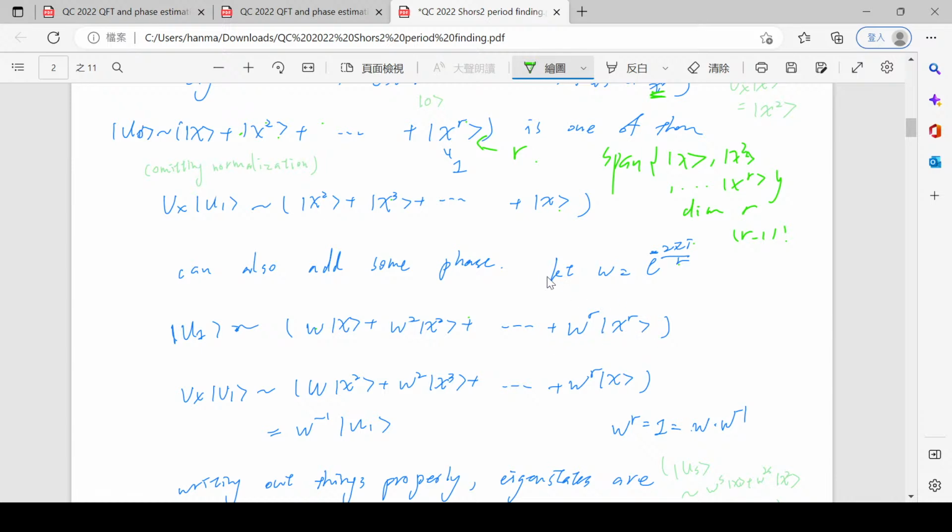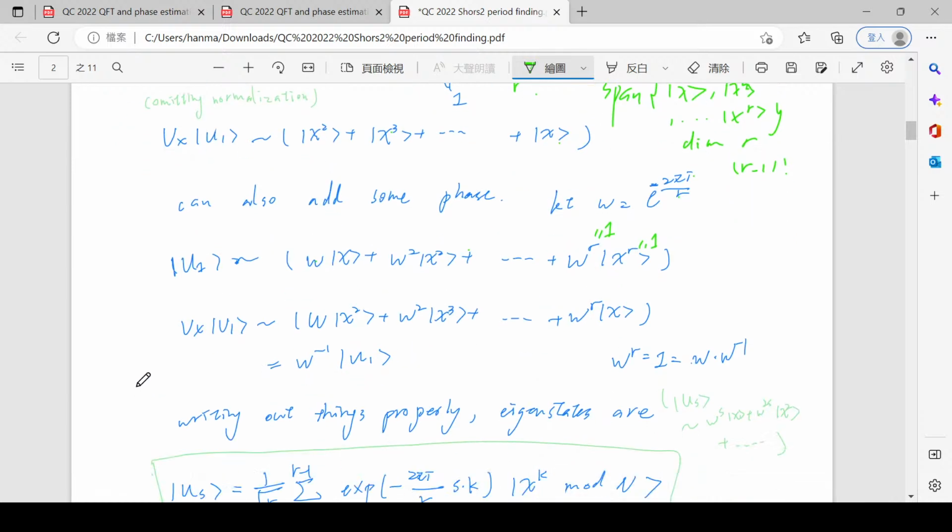You can see some symmetry here already. x to the r, as we said, is really equal to 1, and omega to the r is also equal to 1, although it's a little different. x to the r equal to 1 is modulo N, and omega to the r equal to 1 is just because e to the 2 pi i equals 1.